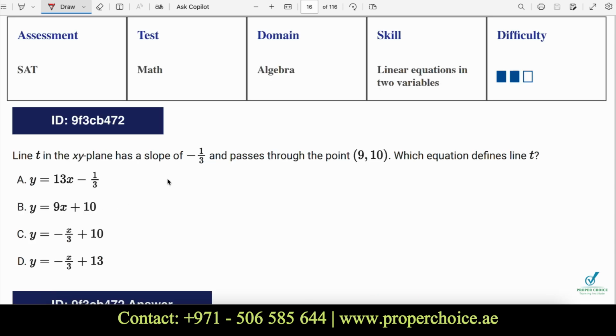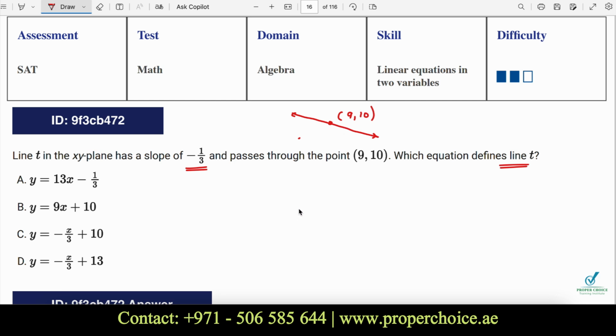Line T in the xy plane has a slope of negative 1 by 3 and passes through the point 9, 10. Which equation defines line T? See, as they are already saying that the slope of the line is minus 1 by 3 and it is passing through the coordinate point 9, 10. It's a line whose slope is negative, and it is passing through the coordinate point 9, 10. Which equation defines this relation?